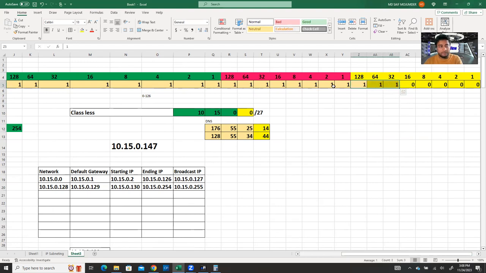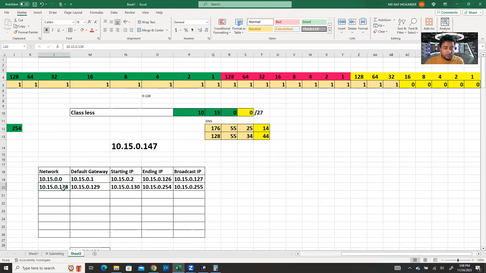You need to borrow 3 bits from here, right? 3 bits you borrow. So what should be your number? The first one, easily you can write it down based on the networking provided, right? So 10, 15, 0, 0, 0, right?